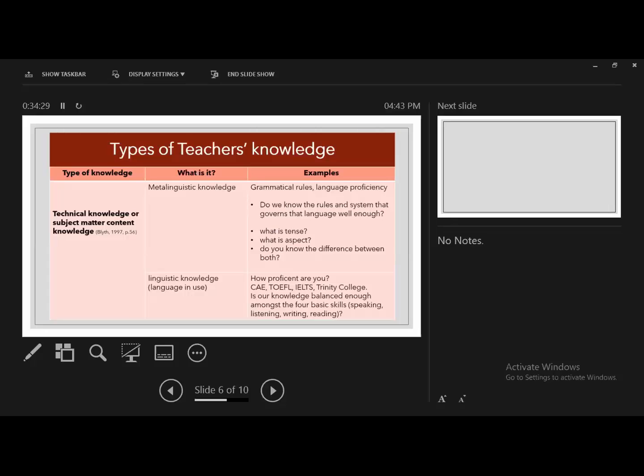¿Por qué cambiamos la Y por IE? It's a grammar rule. I mean, we change it when it refers to the third person singular. That's how we conjugate this verb, in this case, study. Exactly.